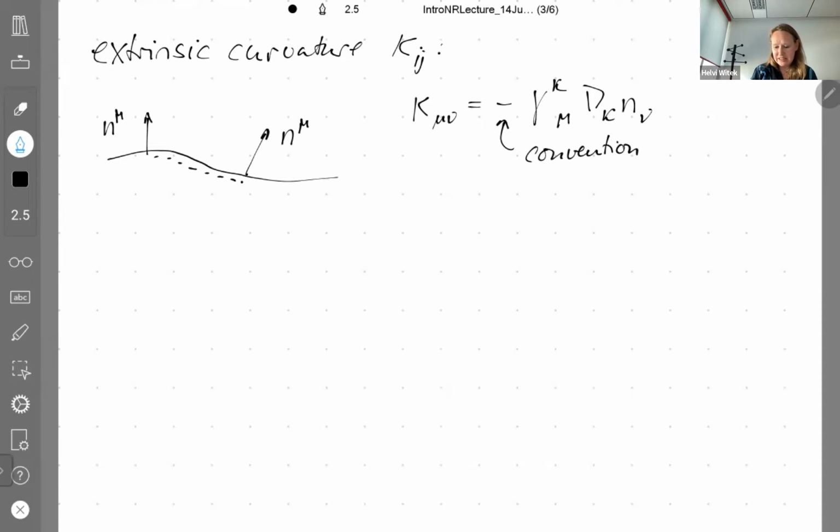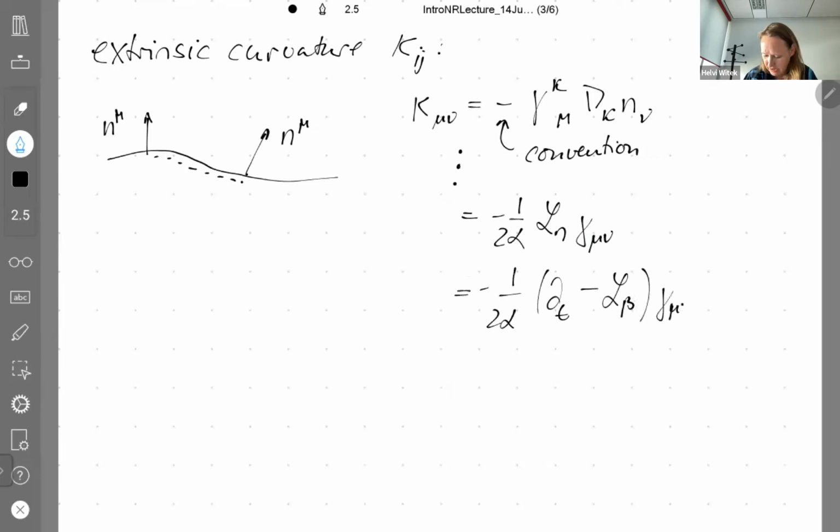You can show that the extrinsic curvature, if you calculate this out, is related to the Lie derivative along the normal vector of our induced or spatial metric. There's a factor of 1/2 alpha here, and we can write this out as a time derivative minus a Lie derivative along the shift vector of the 3-metric. That is to say, the extrinsic curvature gives you quite naturally a time derivative of our metric.